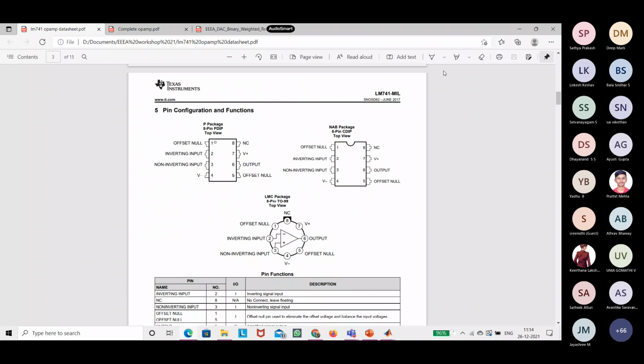Okay, if you see over here, this is the datasheet for the LM741. This is the most common IC being used. Over here, this is the offset null, that is the plus minus 15. Sorry, no, sorry. So basically, this is what you guys have been reading through.